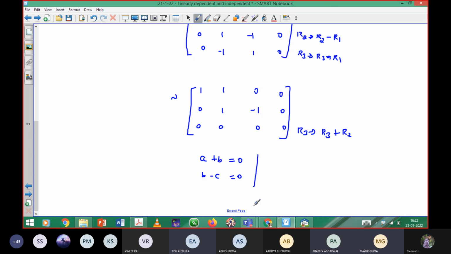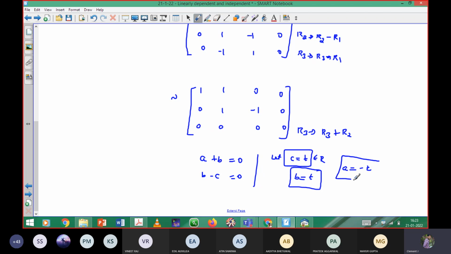It was a free variable. Dummy variable. Very good. Yes. Free variable or dummy variable, because here the dummy variable is C. So I have to keep here C as T, where T belongs to R, then B equal to maybe plus T. So you have determined A, B, C. After that, A equal to, I think, minus T. Okay.